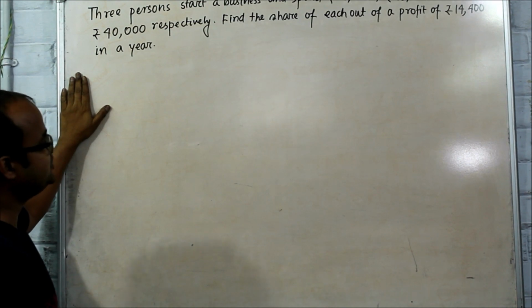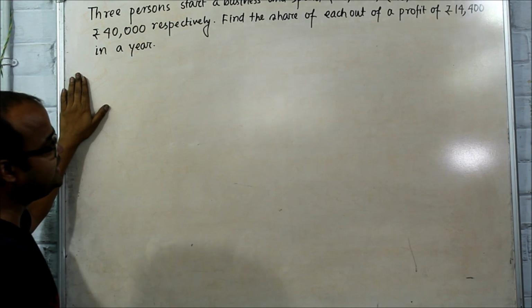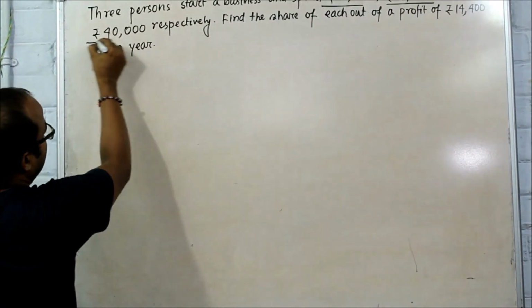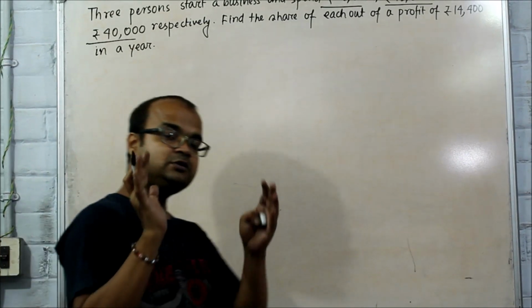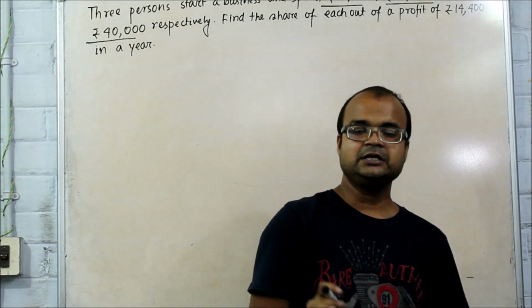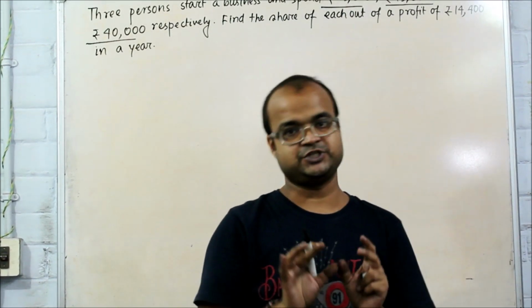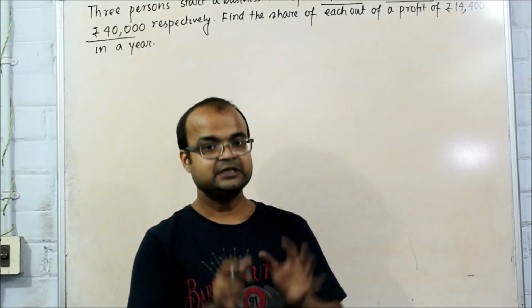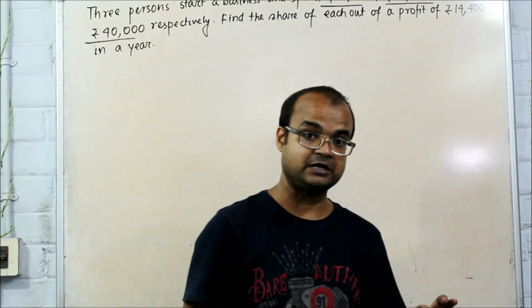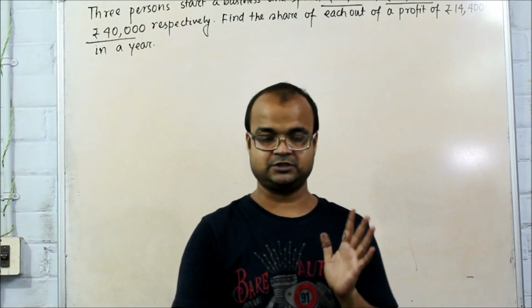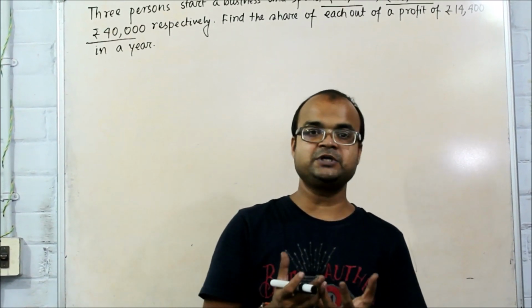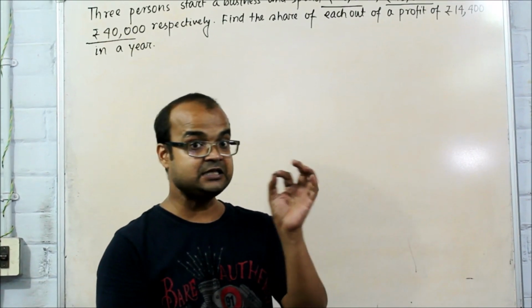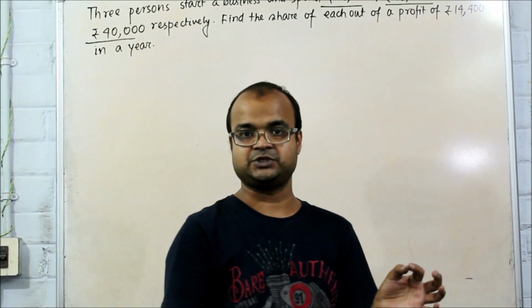3 persons start a business and spend rupees 25,000, rupees 15,000 and 40,000 respectively. So there are 3 persons, for example A, B and C. They invest some money in a business. So obviously at the end, whatever profit is generated, they will distribute among themselves in the ratio of their investment. Clear? Suppose you start a business with your friend, you will get money from the profit in the ratio in which you invested in the business.